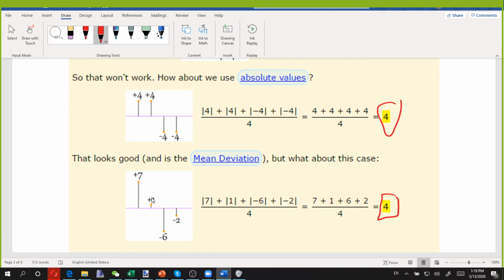Aileen, which of these distributions do you think has more change? The top or the bottom? Bottom. The bottom, you're right. So this has more change from the mean.